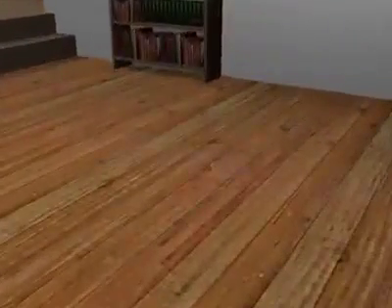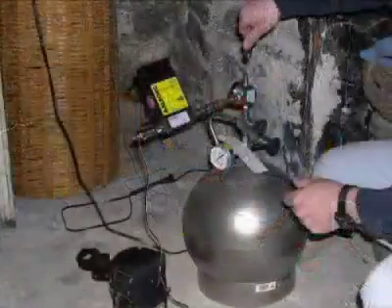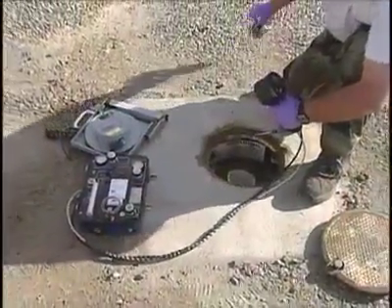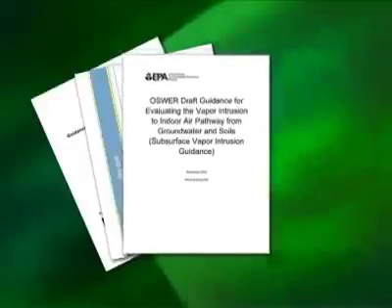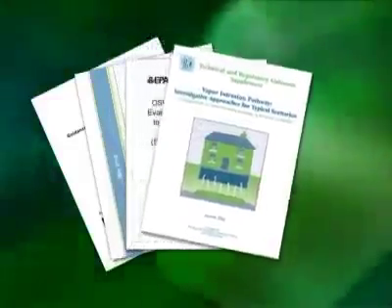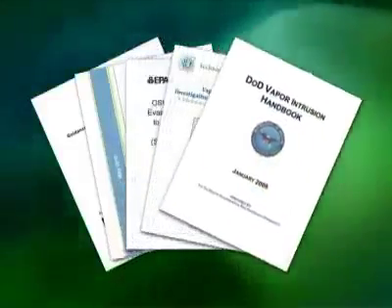Since all of these factors can influence whether or not vapor intrusion may occur, it can be difficult to predict potential impacts to indoor air quality without conducting an actual site investigation. To help solve this challenge, procedures have been developed for conducting a vapor intrusion site investigation. These procedures are provided in guidance documents available from state and federal regulatory agencies, the Interstate Technology and Regulatory Council, or ITRC, and the Department of Defense.